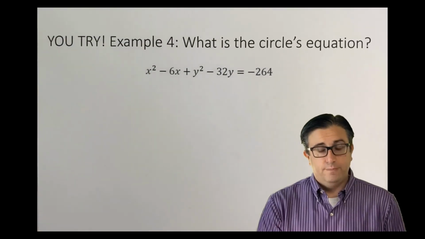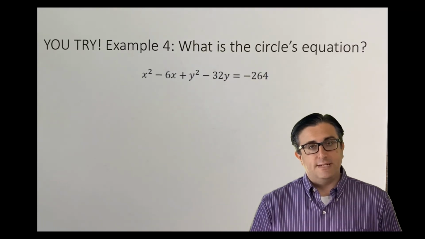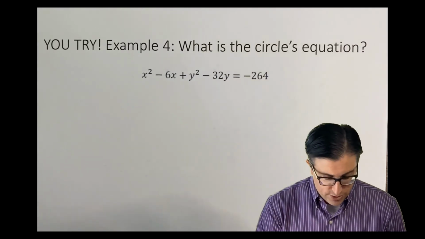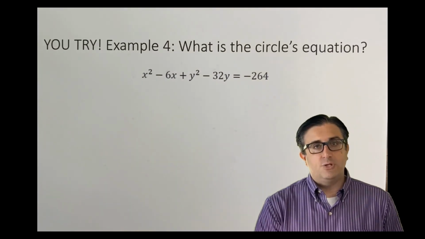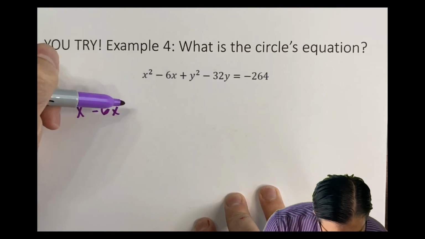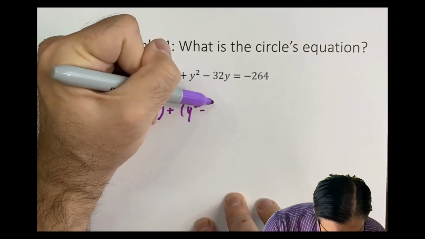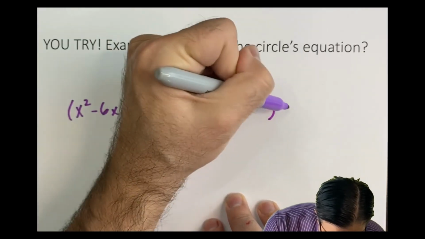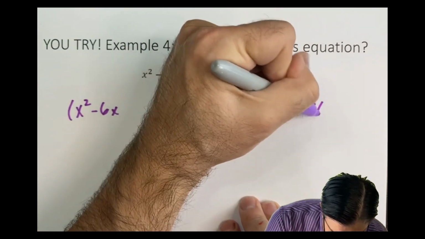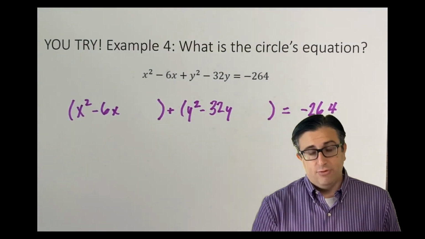Why don't you take a pause right here, try the next problem on your own, and see how you do. All right, hopefully you had a couple seconds to work on this problem. Hopefully you got the center and the radius. Hopefully you got the equation for the circle. Well, I noticed that the x's and y's are already grouped on one side. So it's x squared minus 6x and something else plus y squared minus 32y and something else equals negative 264. I need to complete the square for both the x and the y.